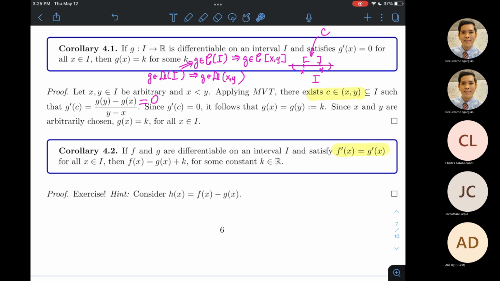Parang nung Math 36, sinanggap lang natin as gospel truth yung Corollary 4.2. And that is crucial in the theory of indefinite integrals.